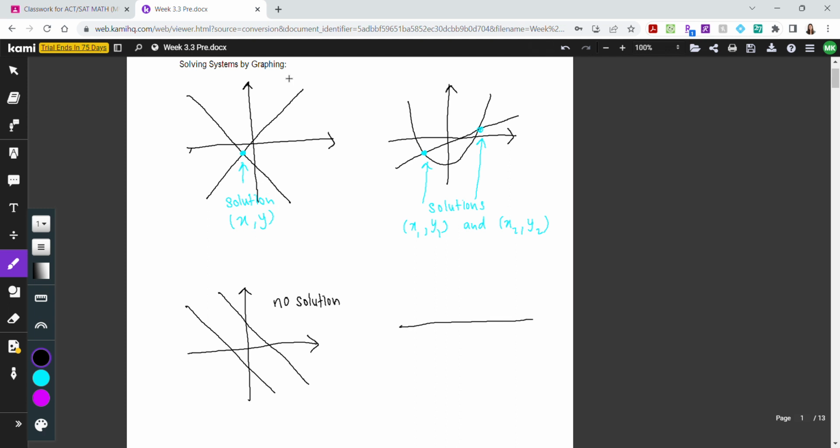Now on the other side, if you did graph all your lines and they just so happen to be the same thing, so they all just become one line, this means that you have infinite solutions. And this is how you find your answers for your systems of equations when you're graphing.